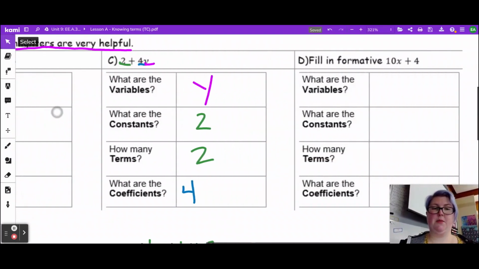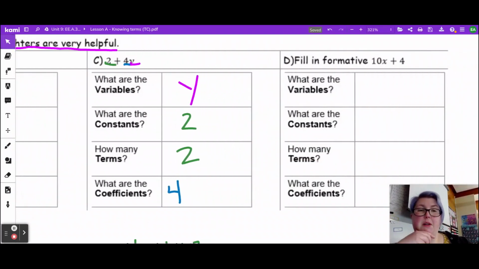The very last one, D, you are going to fill in the formative: 10x plus 4. That is your very own example. Once you do that, come back to the video and we'll finish up the notes.